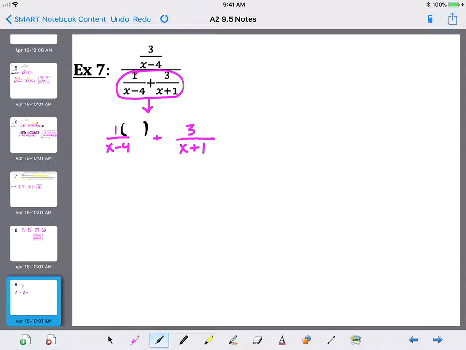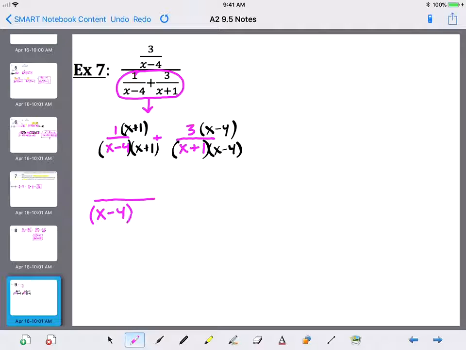Meaning I'm going to multiply this fraction by x plus 1, the other denominator, and I'm going to multiply this fraction by x minus 4. So we're just multiplying one fraction by the other one's denominator. Okay, let's simplify things a little bit here. So my common denominator is now x minus 4 times x plus 1.